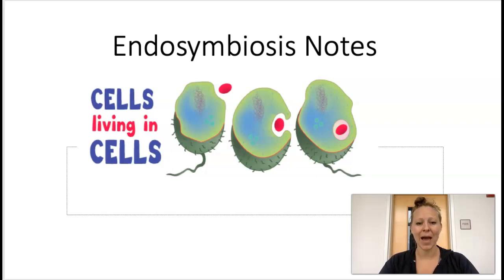We are talking about how cells live closely together with other cells. If we break down the word endosymbiosis, symbiosis refers to a relationship where two things live closely with one another, and endo means that one thing is living inside the other, on or inside. So we're looking at a close relationship where one thing is living inside the other thing, and they are benefiting because of this. So let's get started.